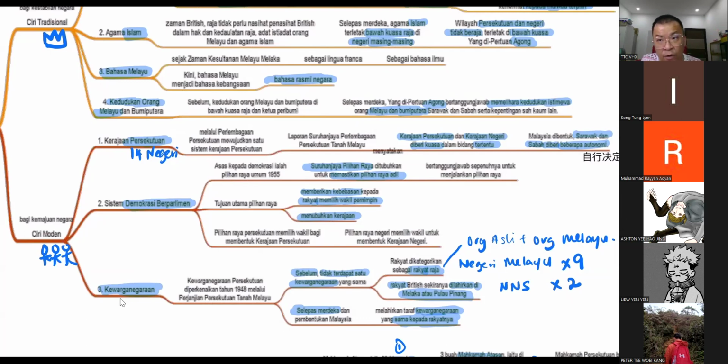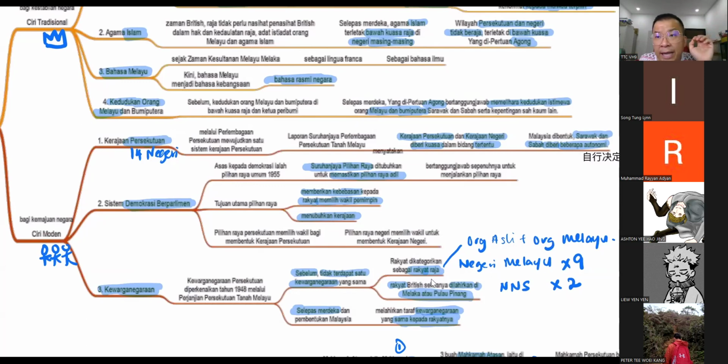Kewarganegaraan sama for everyone, that is called modern, Chi modern. Everybody gets a blue IC. That is something modern. So before British, before Merdeka, sebelum Merdeka, there's no such thing as one citizenship for all. So for the 9 Malay states, Perlis, Kedah, Kelantan, Terengganu, Johor, Perak, Selangor, Pahang, Negeri Sembilan, only Rakyat Raja will get citizenship.